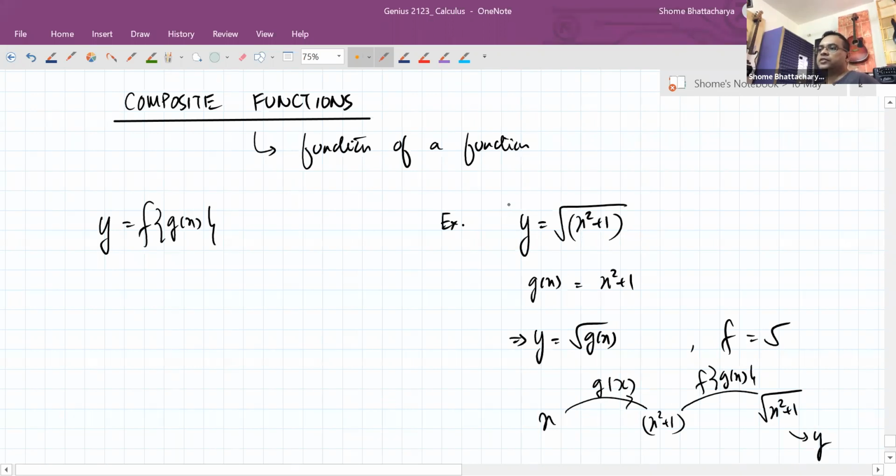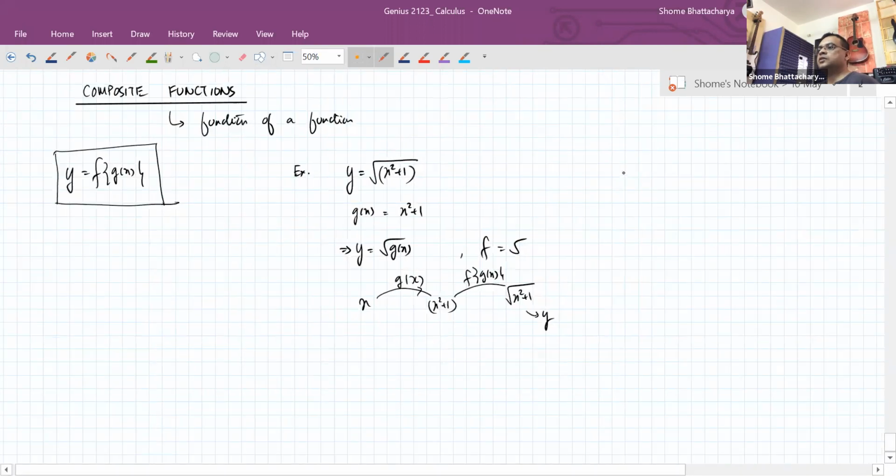So whenever there's a function inside a function, there's the square root function outside, and inside that there is x square plus 1. In that case, we call it a composite function because it's a function of a function. And the general way of writing a composite function is f of g of x, or we can write it as g of f of x. We can use any symbol. The symbol doesn't matter, as long as we understand that it's a function operated on another function.